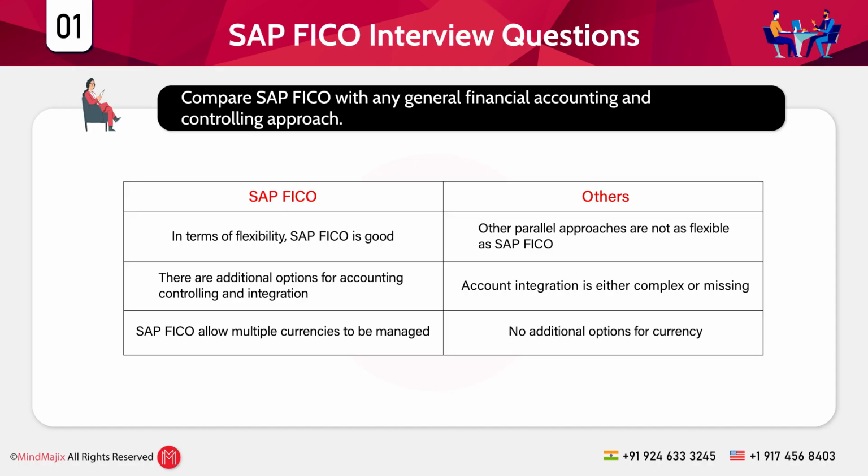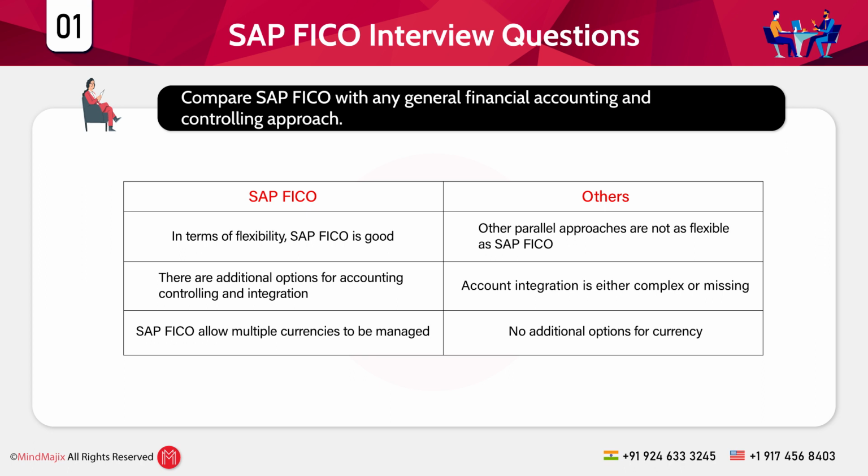As I've told you earlier, the first category of questions is for the freshers, so these are relatively easier questions. The first question is: compare SAP FICO with any general financial accounting and controlling approach. Whenever in an actual interview you're asked such a question, you can grab a piece of paper and make two columns. In this case, the first column is for SAP FICO and the second column is for the others.